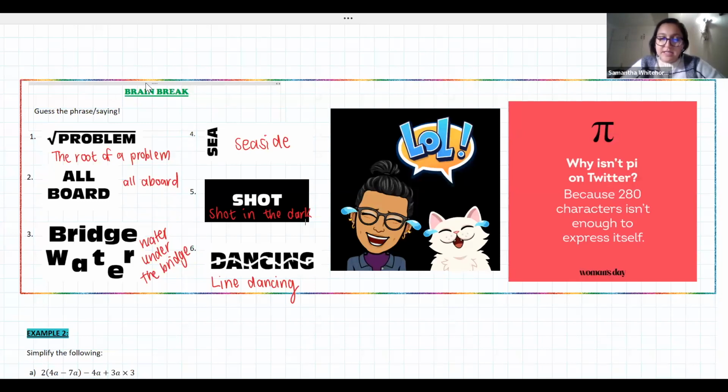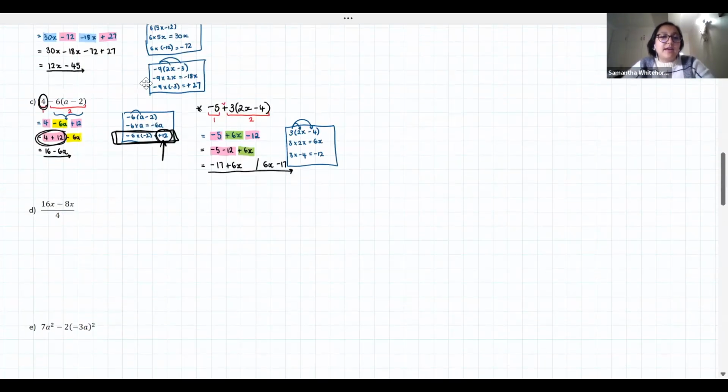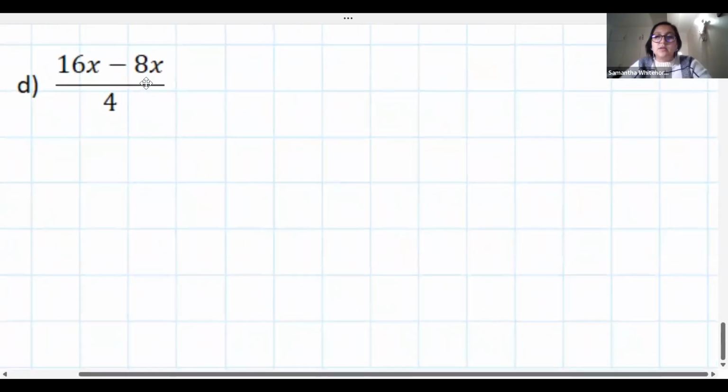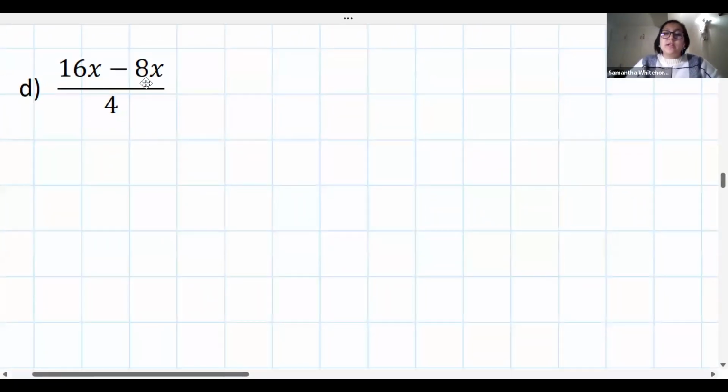Okay, I hope you've had a stretch. You have got 16 minutes. You can do it. Let's practice some more of this. So let's have a look at question D here. Question D is a little bit different from the first three that we've done because now we've got a fraction. But it doesn't change the steps that we follow. We identify our terms, we simplify each term, and then we add or subtract our like terms.